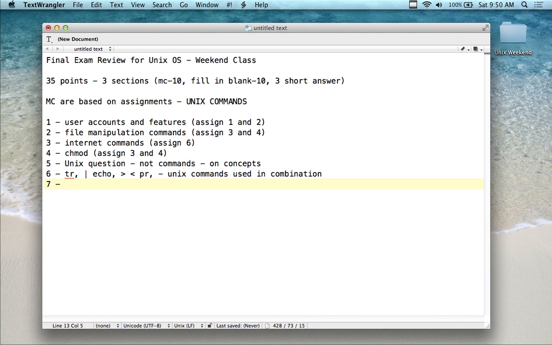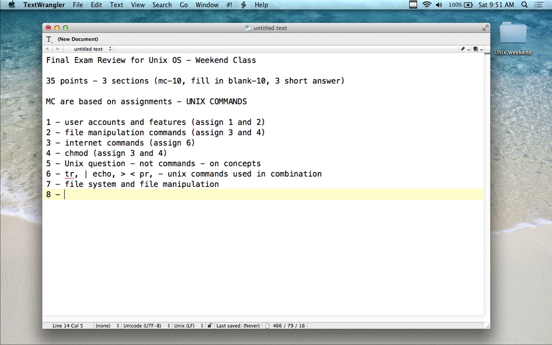Let's see. Lucky number 7. Number 7 is on the file system and file manipulation. We did a lot of that in this class. For those of you who came in late, I've been recording this and I'm also making some notes for you. Yes, I have been recording this. Okay, good. So file manipulation and file systems.